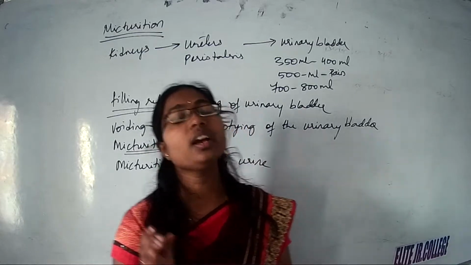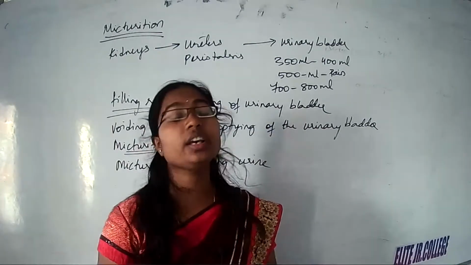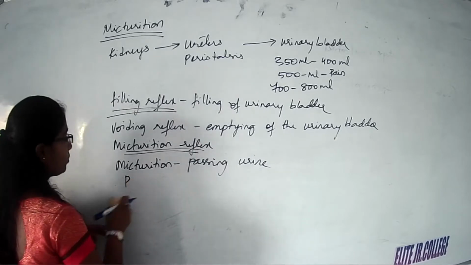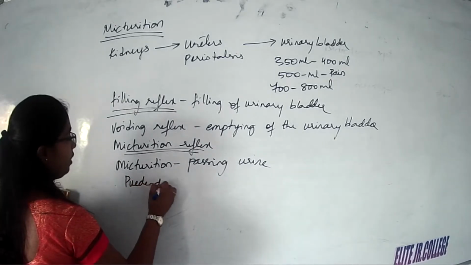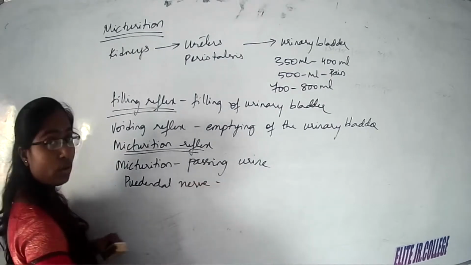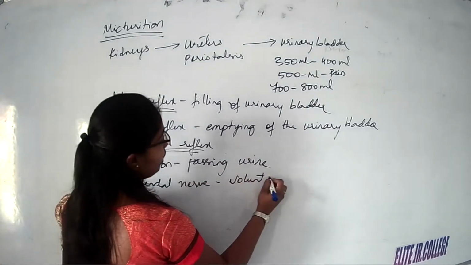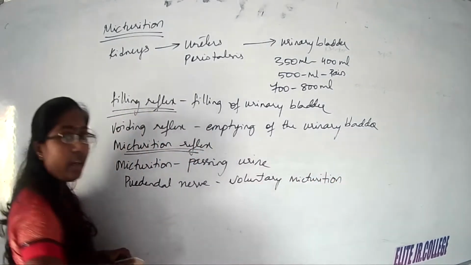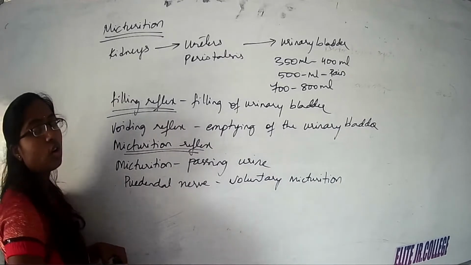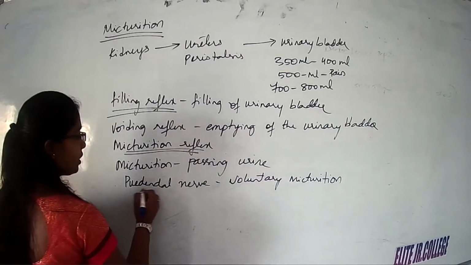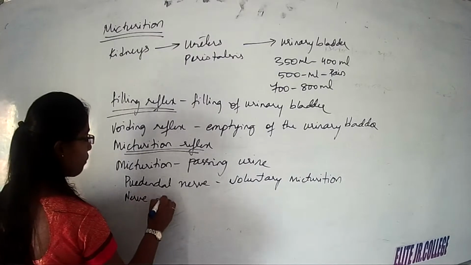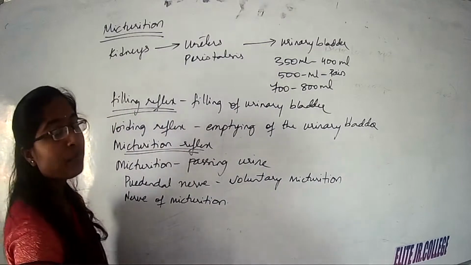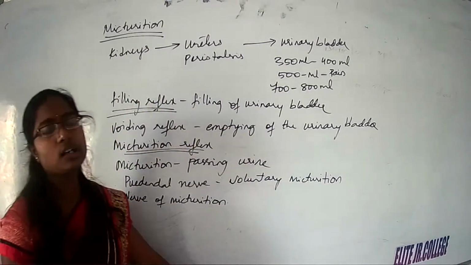Okay, so that voluntary control of micturition is under the control of a nerve called the pudendal nerve. This is the nerve which is going to control voluntary micturition. That is why this nerve is also called the nerve of micturition. Okay.